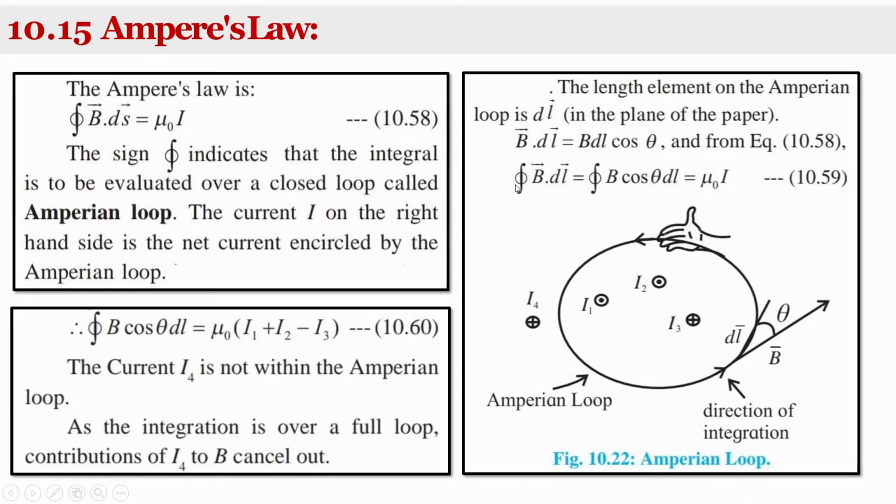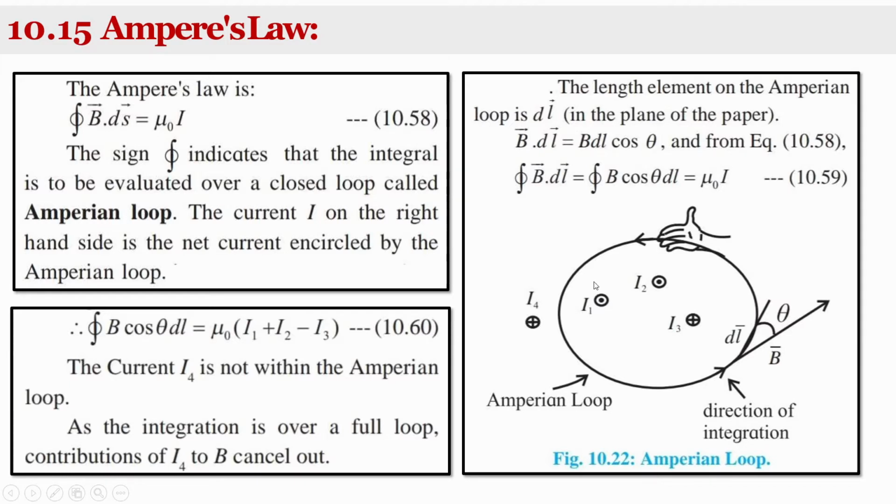Then let us see the Amperian loop. In this Amperian loop, we take conductors in which current is flowing, shown in the form of I1, I2, I3, and the outside current in the form of I4. Suppose these currents are flowing. We know that when current flows through a long wire or conductor, it produces a magnetic field in its surrounding space.